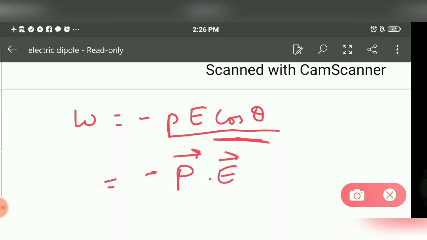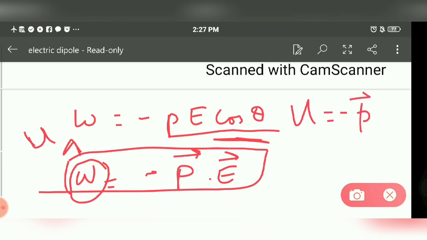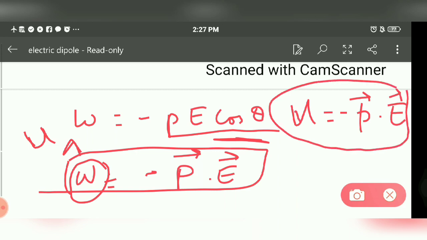So this is the expression of the amount of work done, and whatever amount of work is done is stored as the potential energy of the system, represented by the symbol U. So potential energy equals minus P dot E. So this is the potential energy to rotate an electric dipole in a uniform electric field, minus P dot E.